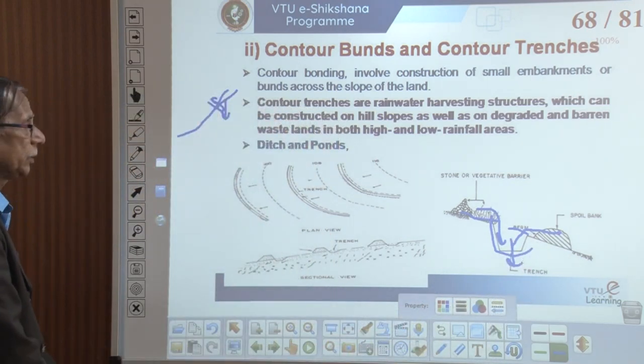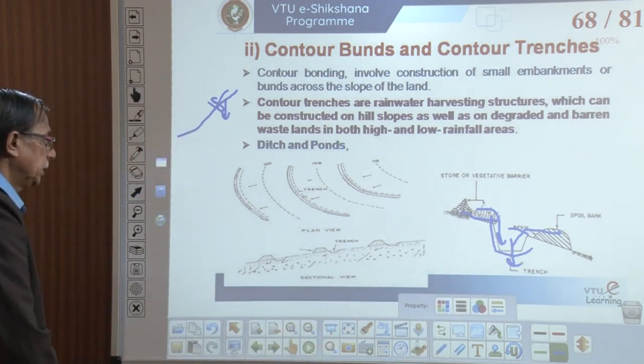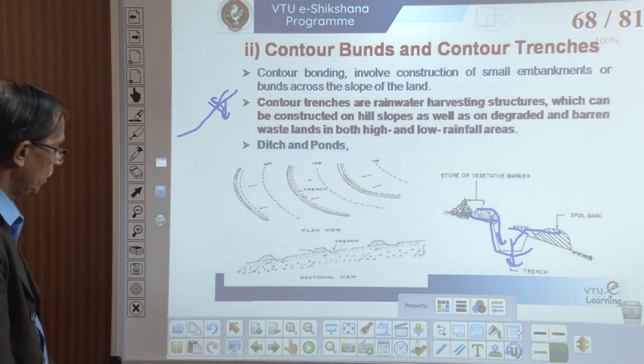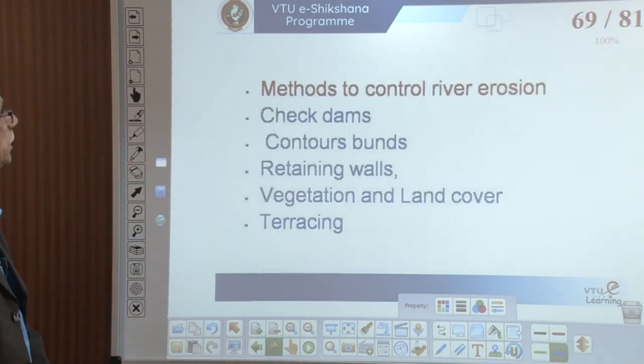Ditch and ponds is another method. Contour bunds, ditch and ponds are also other methods of rainwater harvesting, depending on the topography and the drainage condition. So, river erodes. What are the different methods to control river erosion?